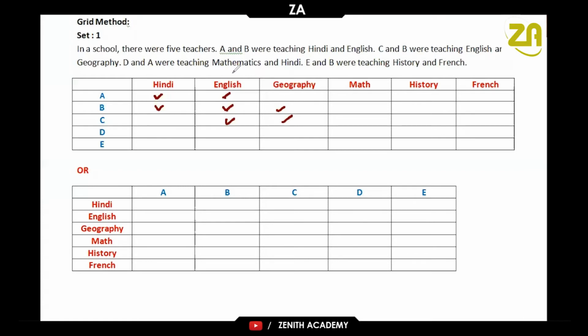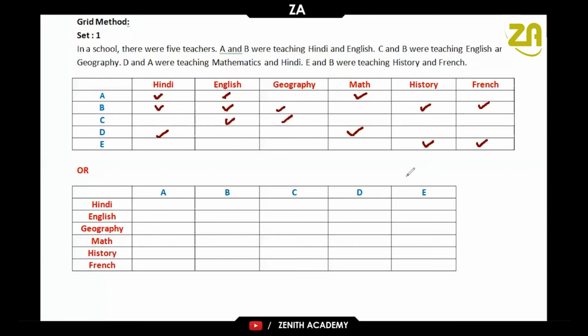D and A teaching Maths and Hindi. A teaching Hindi, Maths, D teaching Hindi, Maths. E and B teaching History and French. So B is teaching History, French. E is teaching History and French.